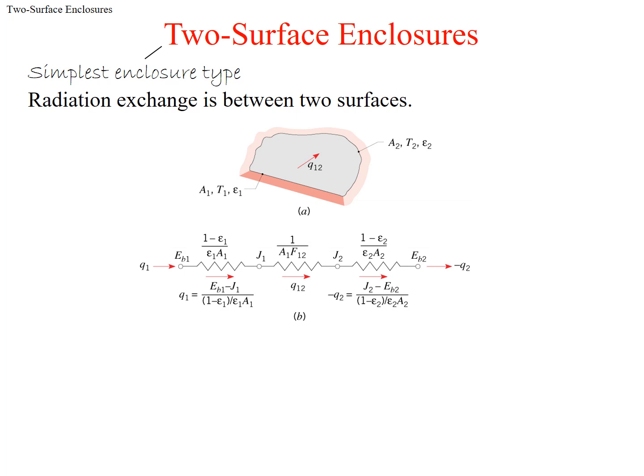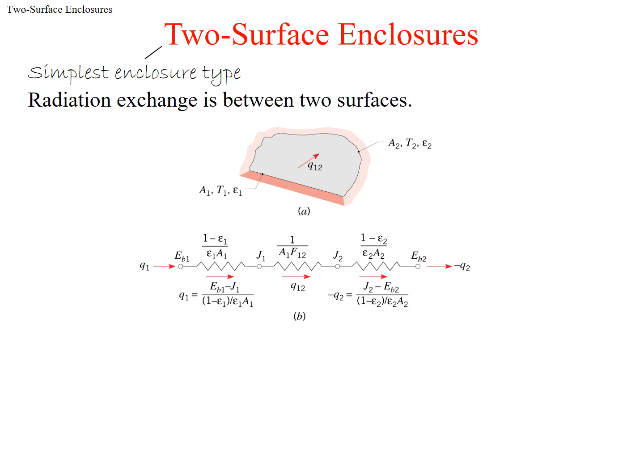A two-surface enclosure looks something like what you see in the picture here. You have only two surfaces, A1 and A2, temperatures T1 and T2, and emissivities epsilon 1 and 2. And it is an enclosure, so it's a closed space covered by all these surfaces, and there are only two. If I want to draw the circuit for the two-surface enclosure, I can draw it the same way as before, except this time it's a little easier because there's only one path for the radiation to go.